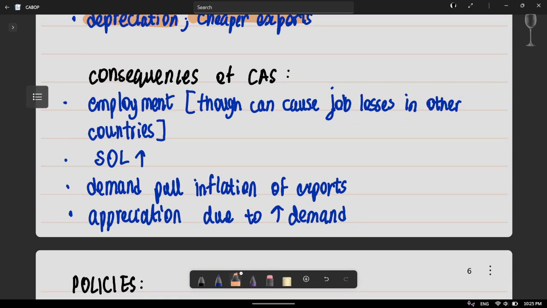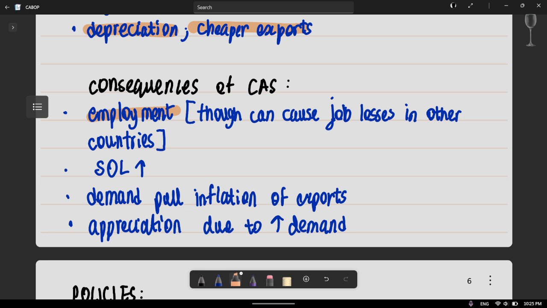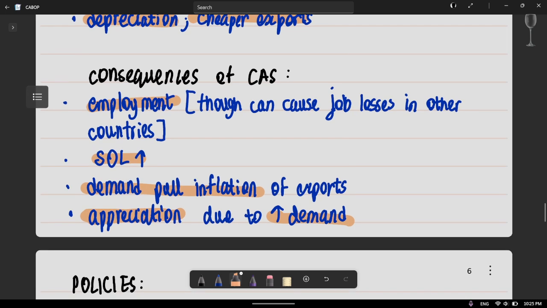Again, consequences: you could have increased employment because your exports are increasing, which could increase incomes, which should increase standard of living. Demand pull inflation could be caused by exports. In other countries, appreciation, as the demand for exports is increased. So, as you see, everything in economics is linked to one another. You just have to find out how it links to each other and have a story in mind that you can always remember. So that'll be all for this chapter.